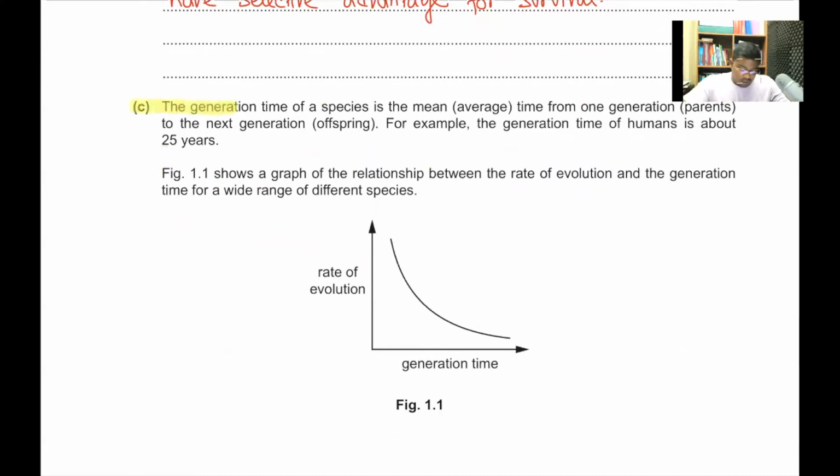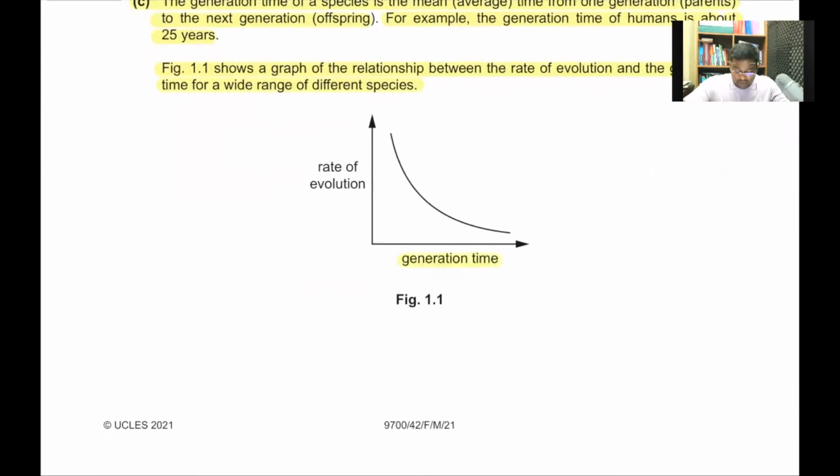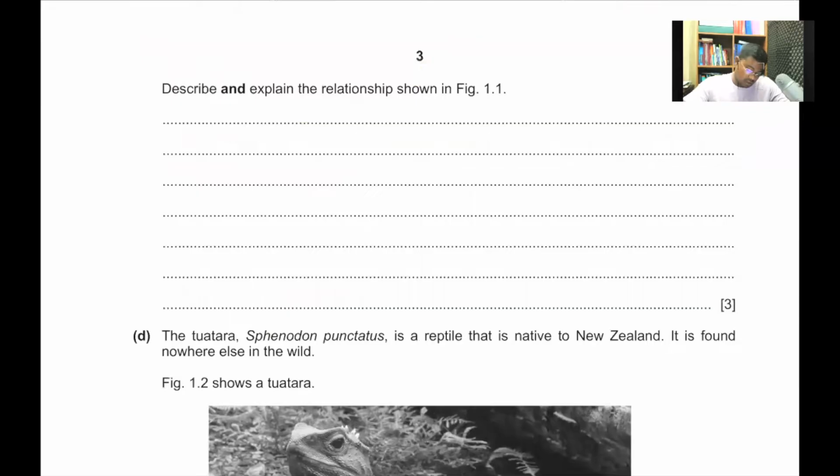Question C. The generation time of a species is the mean average time for one generation of parents to the next generation of offspring. For example, the generation time of humans is about 25 years. Figure 1.1 shows a graph of the relationship between the rate of evolution and the generation time for a wide range of different species. If the generation time increases, then the rate of evolution decreases as well. Describe and explain the relationship shown in figure 1.1.